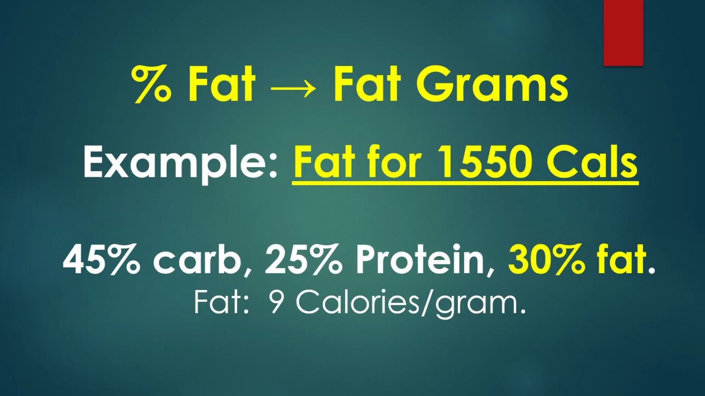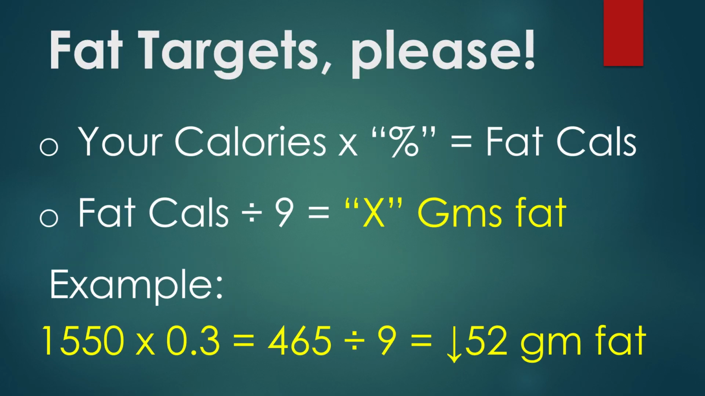So, fat targets, here's the example. I'm using 30% fat calories. You take the calories that you have a day times 0.3 if you chose 30%, and that's your calories from fat. Now, fat has a lot more calories per gram than protein and carbohydrate, so you have to divide it by 9 to get your grams of fat a day. So in the example, we got 1,550 times 0.3 equals, and then divide that by 9, and that gives you your daily fat cap for the day.